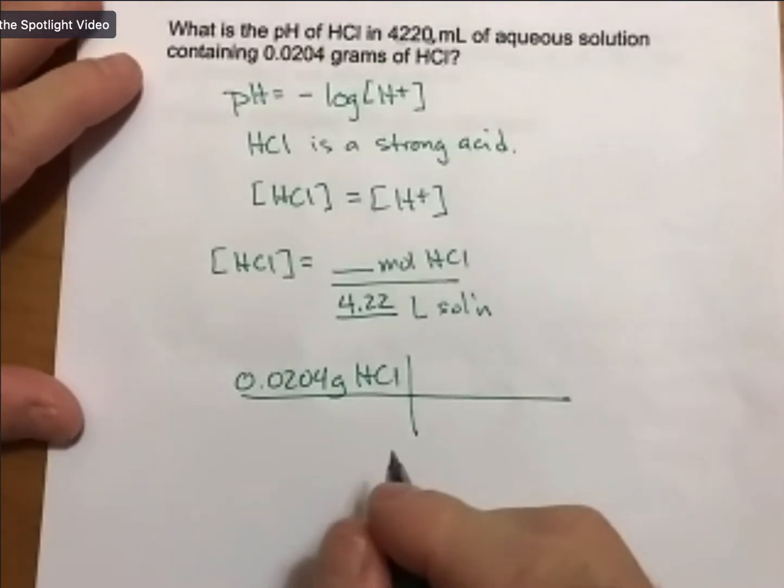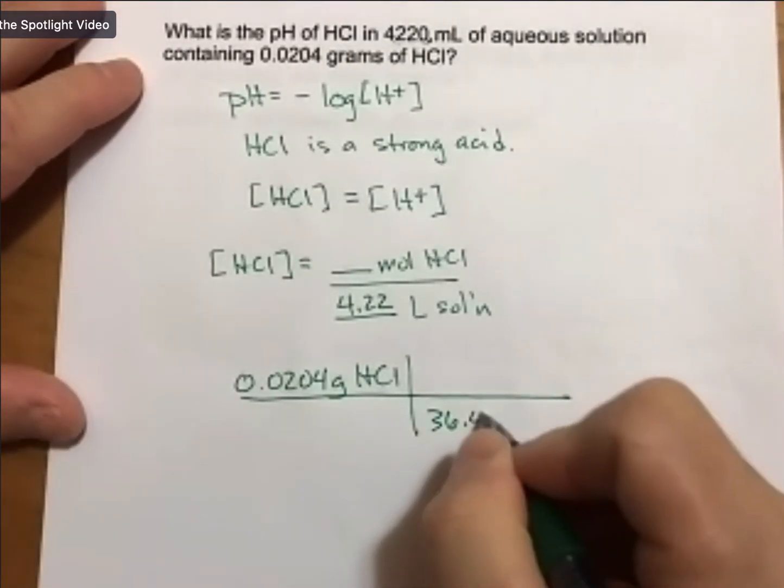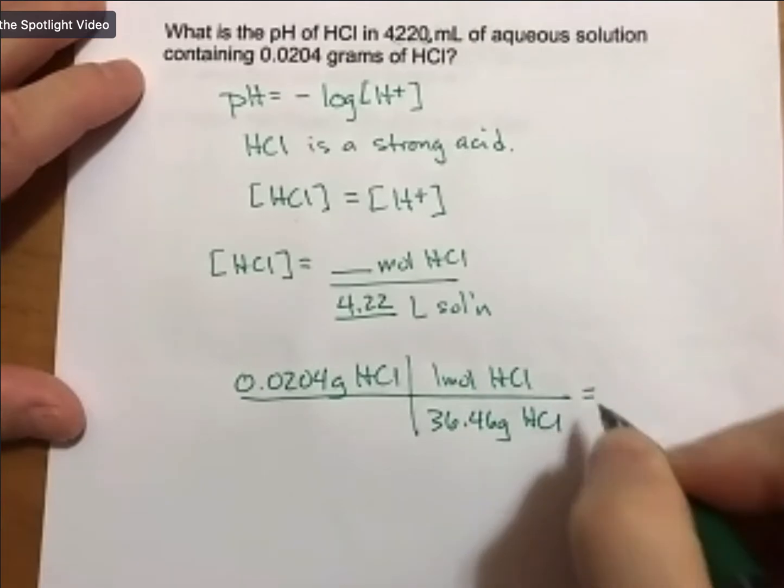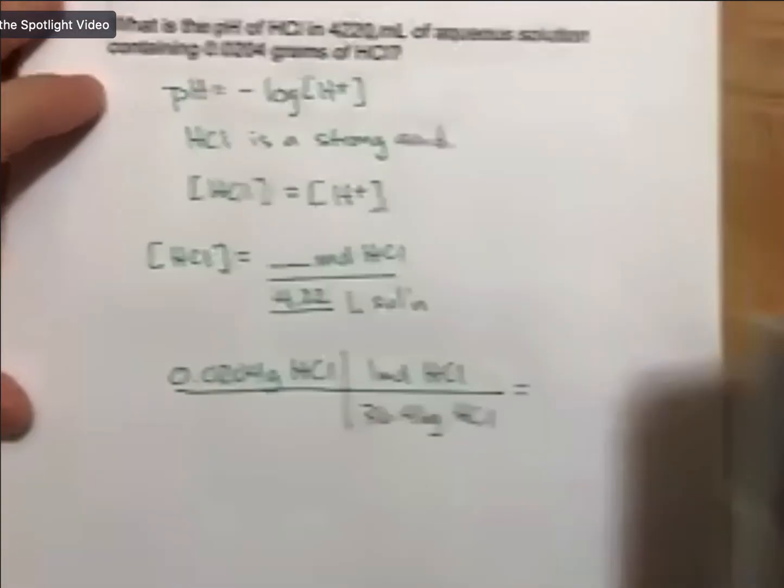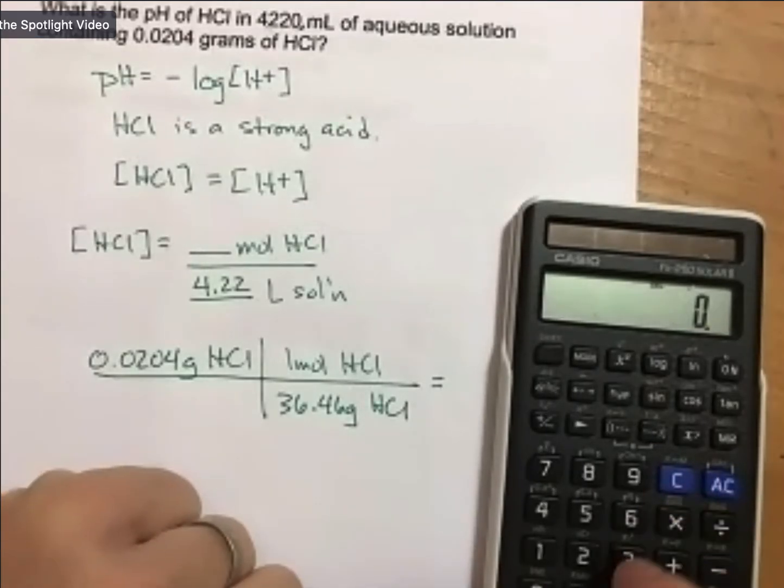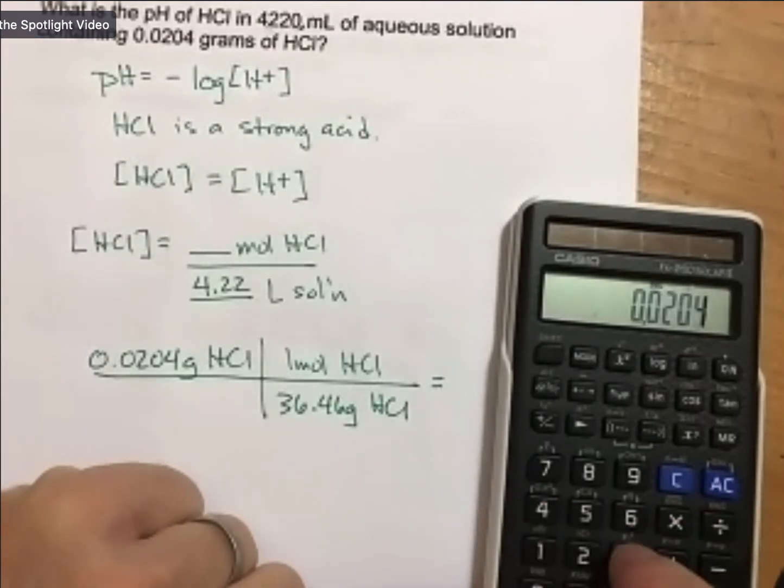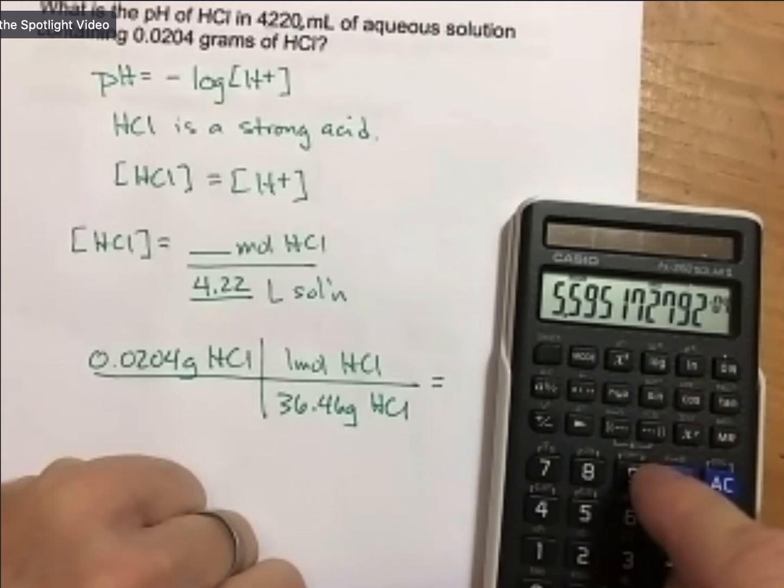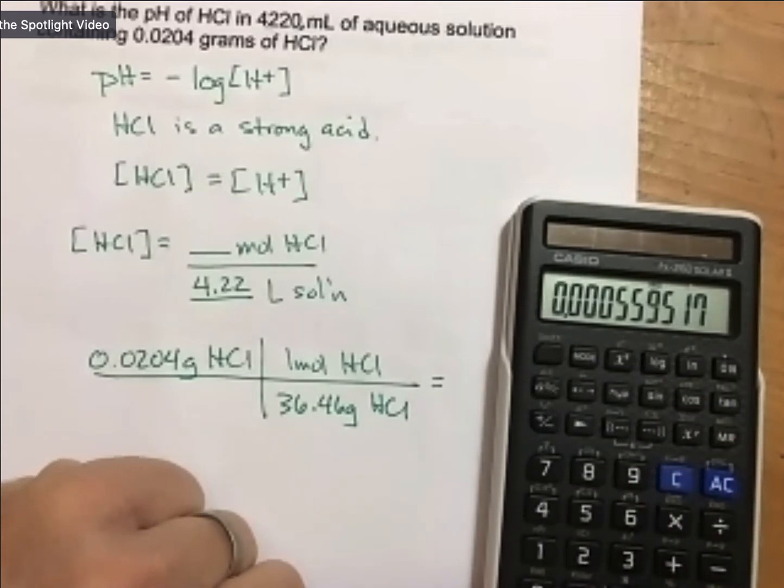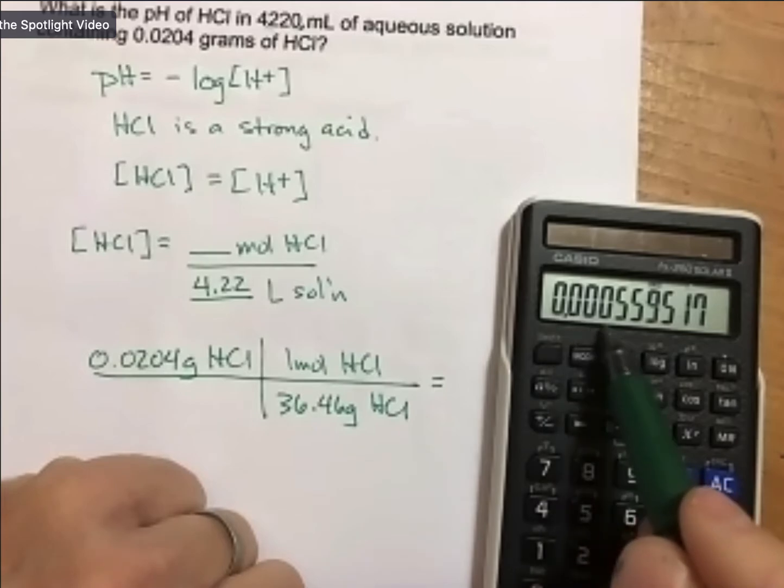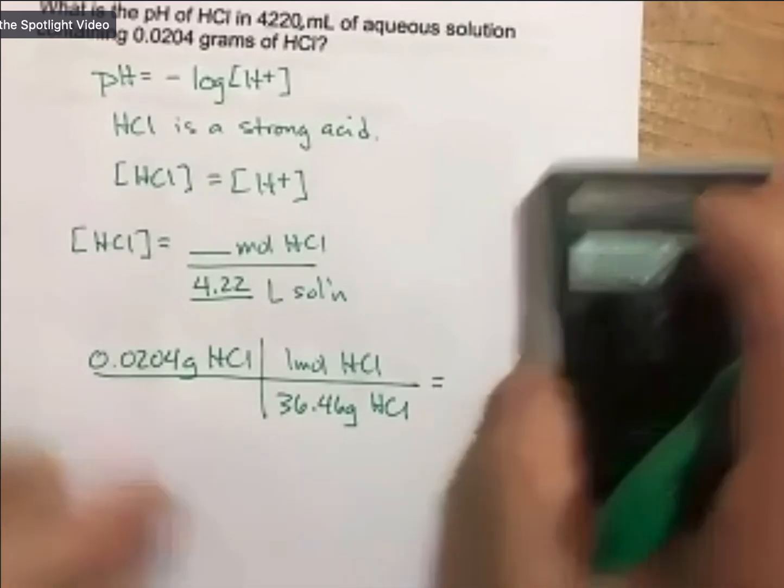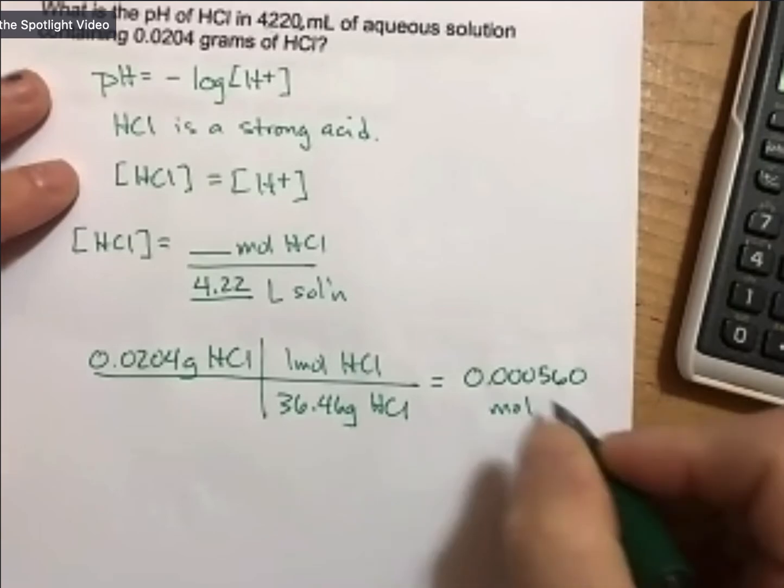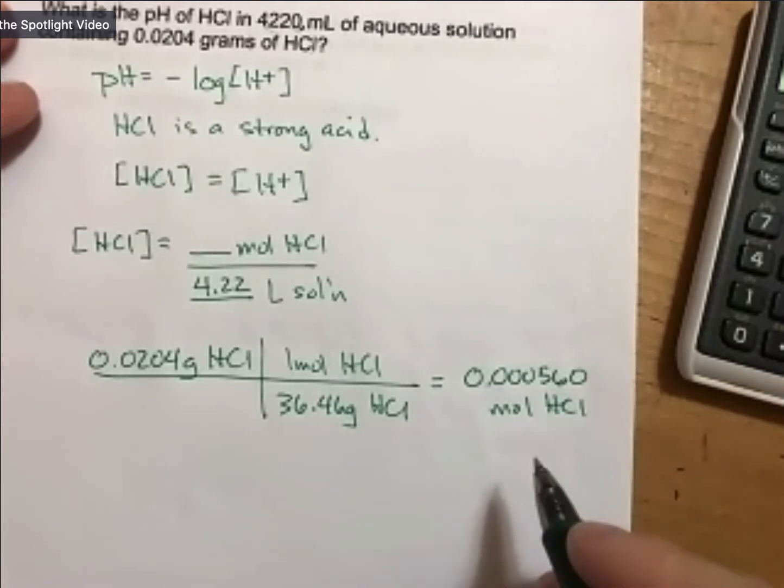And our molar mass is 36.46. Multiplying this out, 0.0204 divided by 36.46, I get, well, I don't know which one I'm going to use, but let's use regular numbers, not scientific notation, 0.000560. And those are going to be moles of HCl. Plug that in.